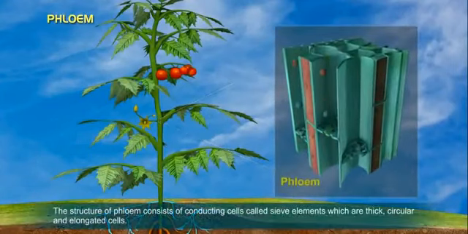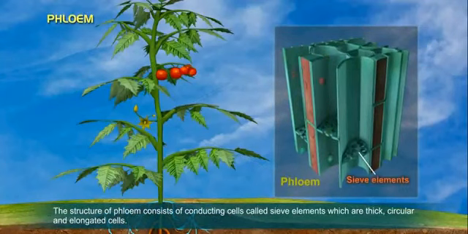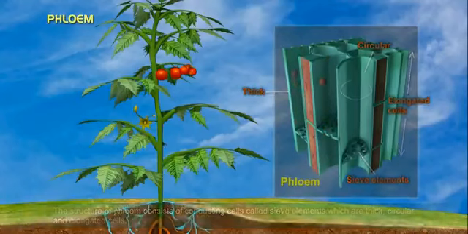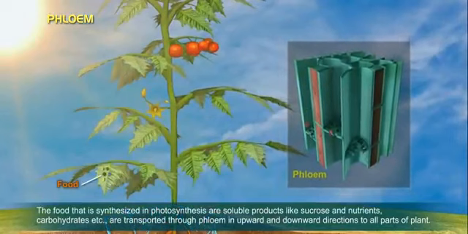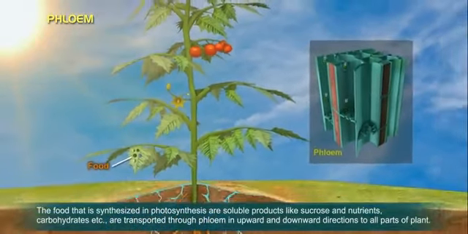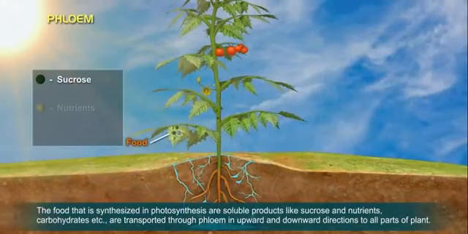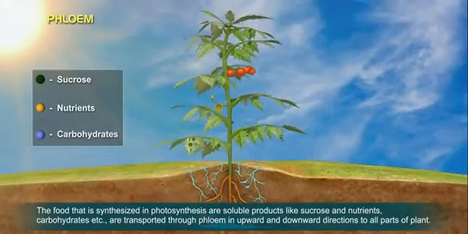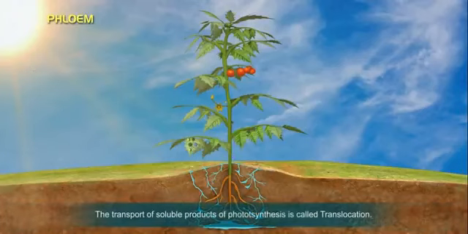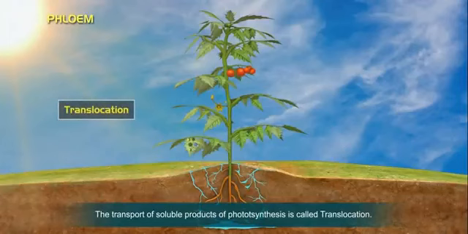The structure of phloem consists of conducting cells called sieve elements, which are thick, circular, and elongated cells. The food that is synthesized in photosynthesis are soluble products like sucrose and nutrients, carbohydrates, etc. are transported through phloem in upward and downward directions to all parts of plant. The transport of soluble products of photosynthesis is called translocation.